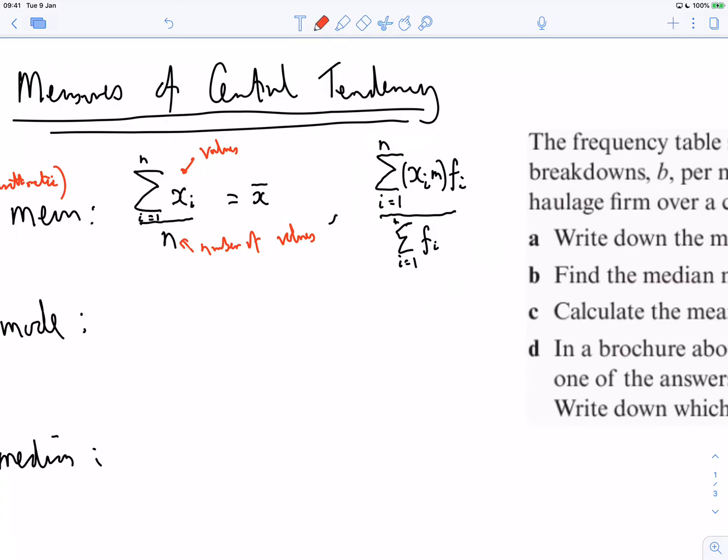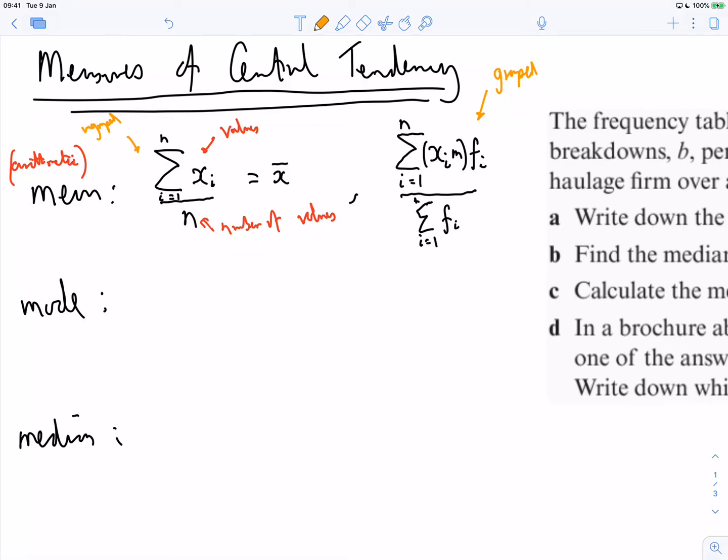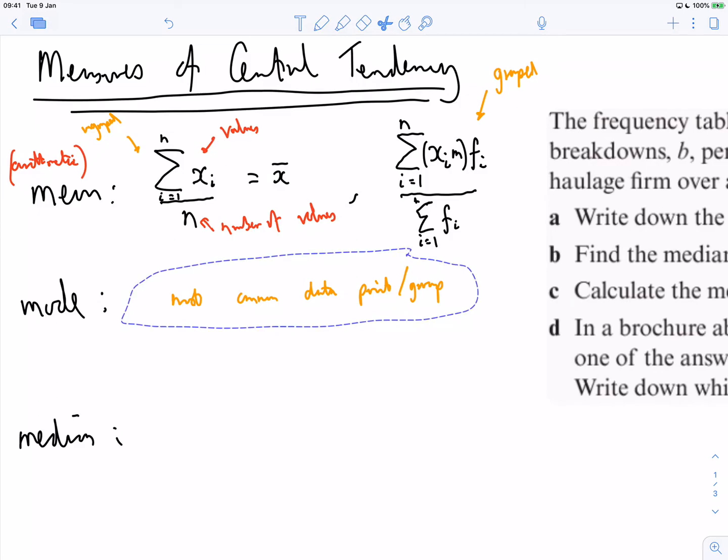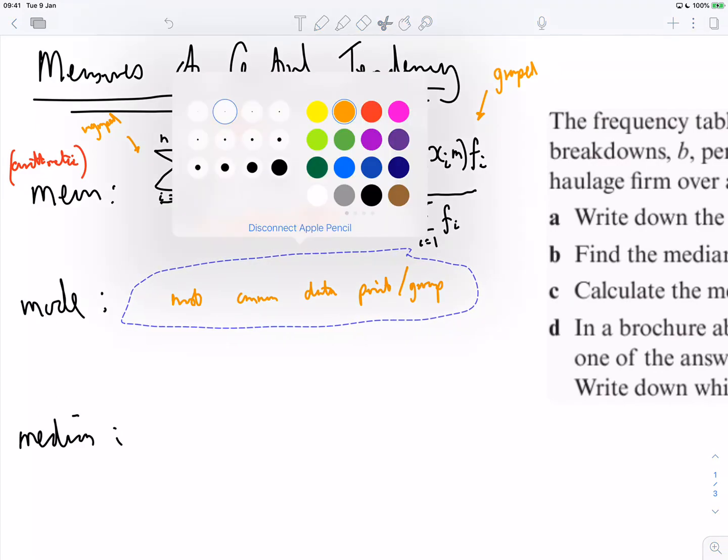So this is for grouped data, and this would be, I guess, for ungrouped data. Okay, the mode is really easy to sort out. It's just the most common data point or group. There's nothing fancy here. You just have to pick the group that's the most common, if it exists, and that's the one you pick.